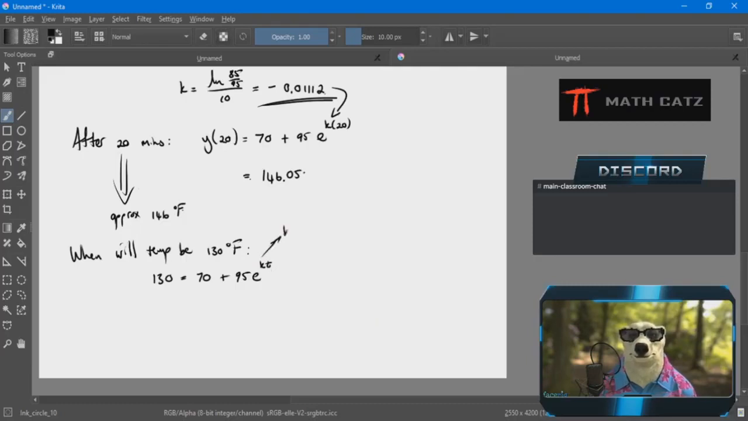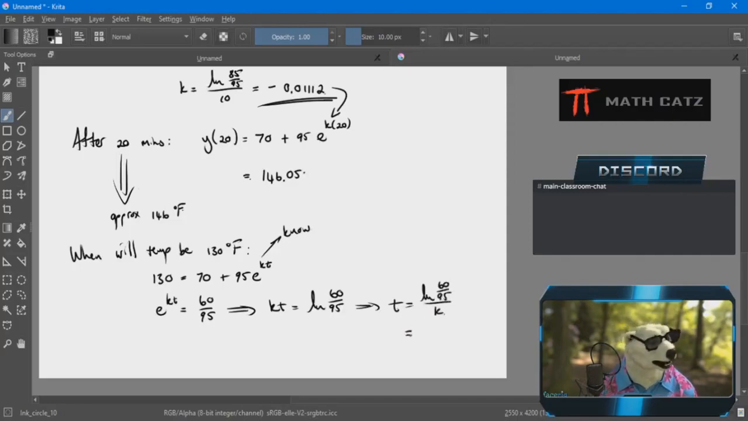And I know my k, right? I write the k, but I remember that I know it whenever I need to. So I'll just go a little faster here because I'm running out of space. We could say, well, 130 minus 70, that is 60. So 60 over 95. So kt will be natural log of 60 over 95. So t is what I'm trying to solve here. Log of 60 over 95 over k. Let's see what we get.